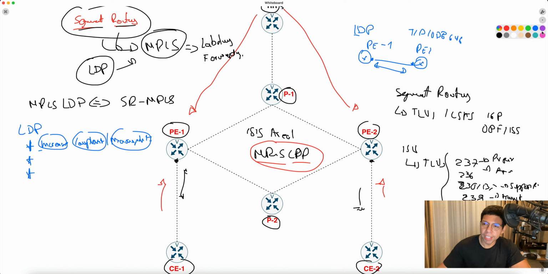So that's another big difference between segment routing and LDP. Again, in LDP we need to enable LDP over the interface, and it's another protocol, with hello packets.